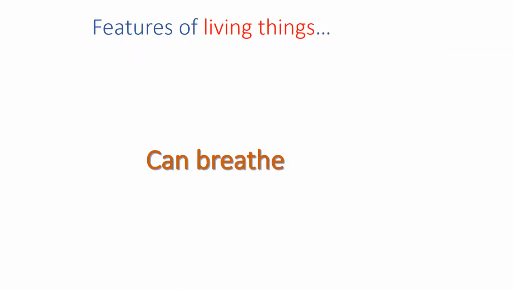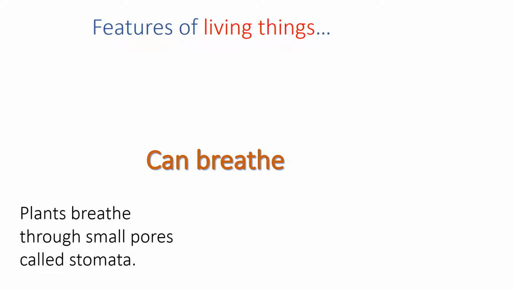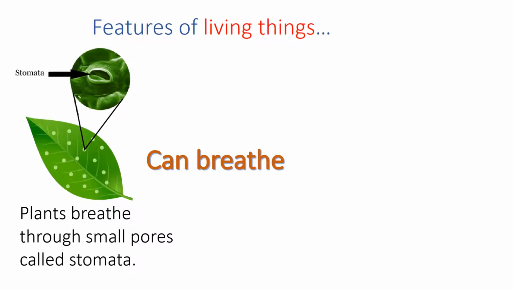The next feature of living things is living things can breathe. Plants breathe through small pores which are present on the surface of their leaves. These pores are called stomata. The animals like tiger, lion, human beings, they breathe with the help of nose.